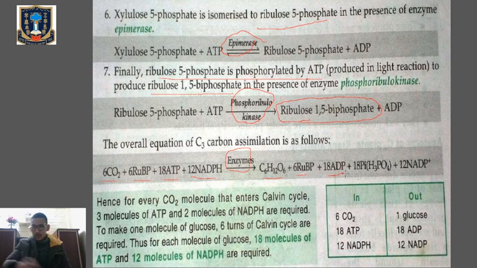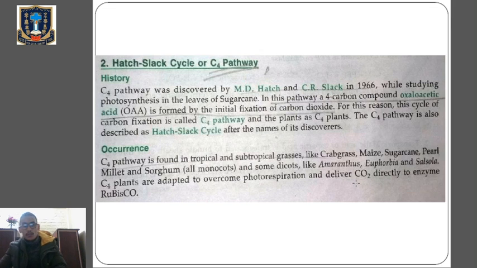Okay, so this is the overall reactions or the process of the C3 cycle or the Calvin cycle. Now let's talk about the next one, that is the C4 pathway or the C4 cycle, or we can say the Hatch-Slack cycle. It's on page number 13.21. Okay, so the C4 pathway was discovered by M.D. Hatch and C. Slack in 1966.